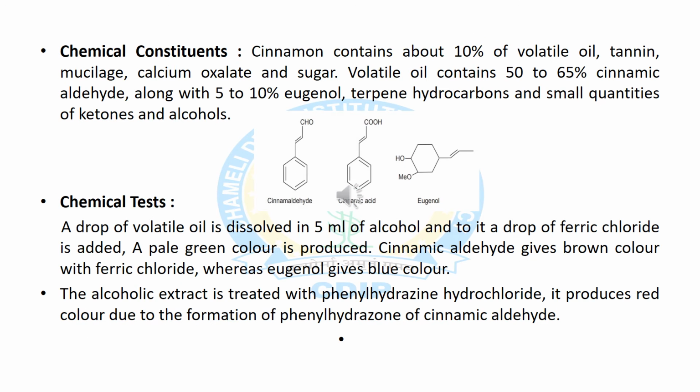Now we will discuss the chemical constituents present in cinnamon bark. The major constituents are volatile oil, and these are eugenol, cinnamic acid and cinnamaldehyde. Other constituents are tannin, mucilage, calcium oxalate and sugar. Now we will discuss various chemical tests for cinnamon bark. First of all we take volatile oil of cinnamon bark, dissolve it in 5 ml of alcohol and then treat it with ferric chloride solution, so it shows a pale green color.